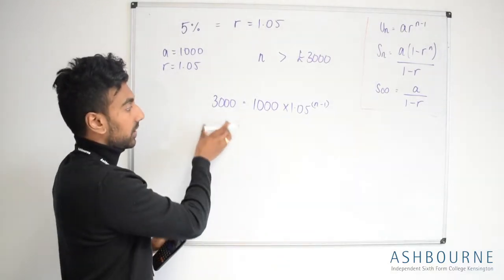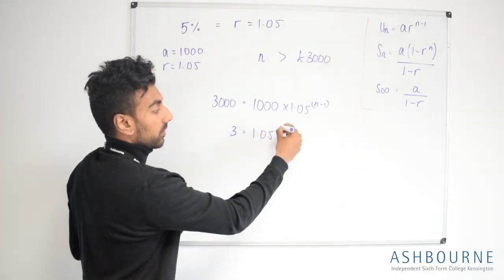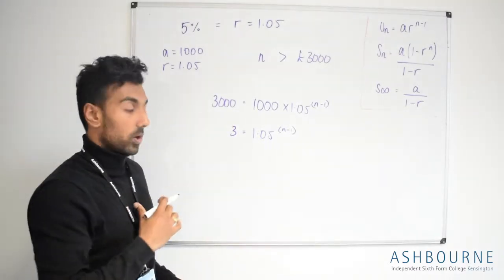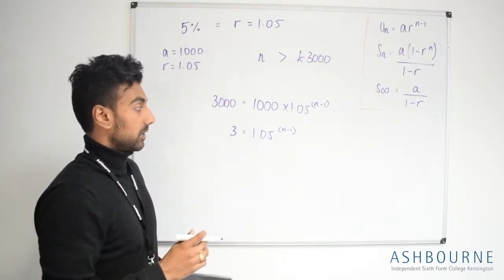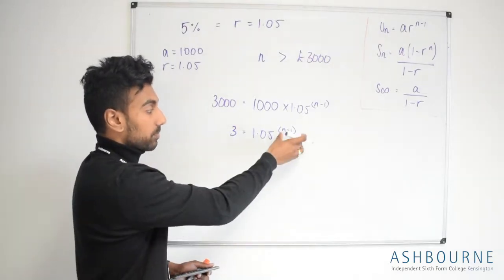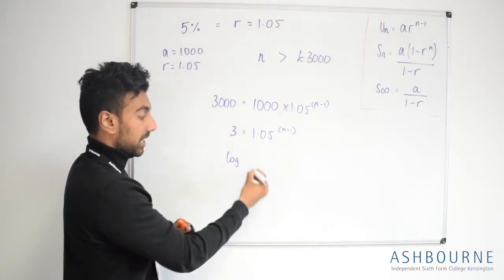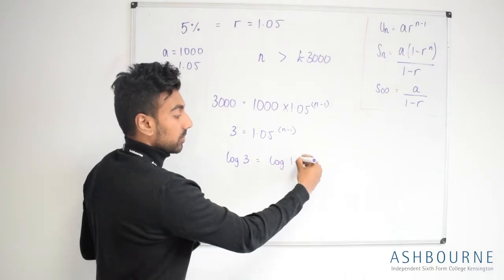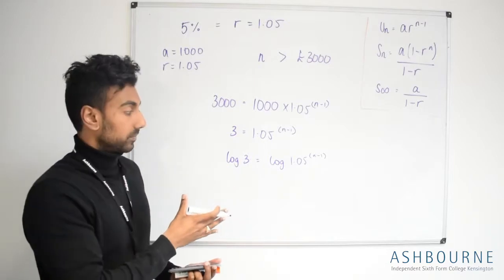First thing I'll do is I'll divide by 1,000 here. I've got 3 equals 1.05 to the n minus 1. And this is now going to draw on your knowledge from logarithms, which is another chapter in C2. To get rid of this power, to solve this, I've got to take logs base 10 of both sides. Now I haven't written base 10, but it's assumed as the standard logarithm. Okay?